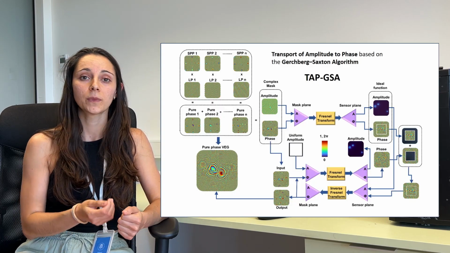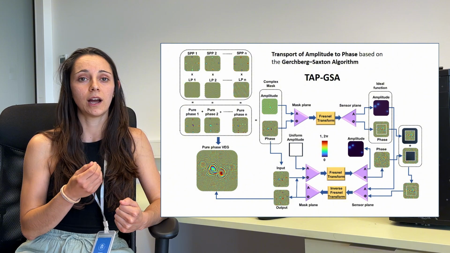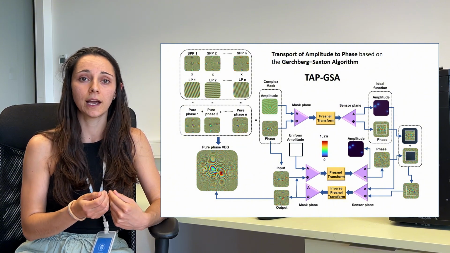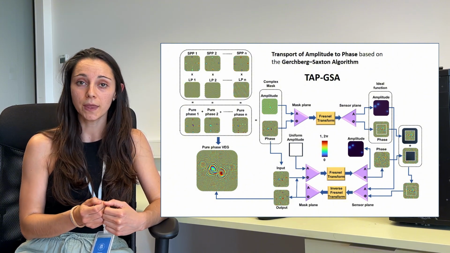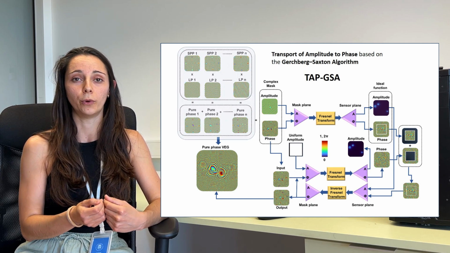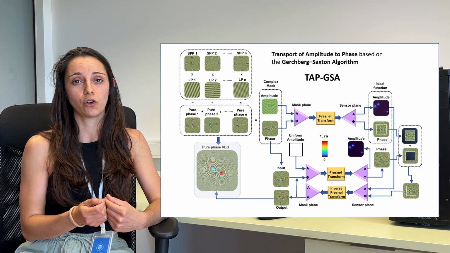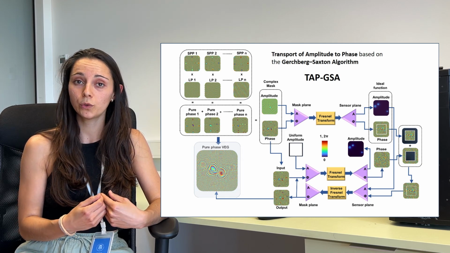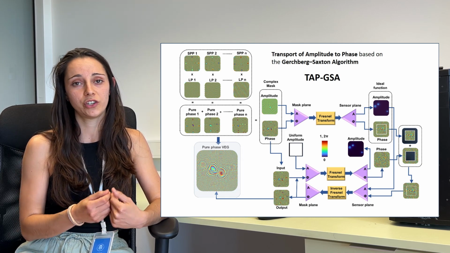To generate vortex speckles, both in the simulations as well as in the experiments, we designed a coded mask using the transport of amplitude to phase based on the Gerchberg-Saxton algorithm, abbreviated as TAP-GSA. This method allows to encode multiple spiral and linear phase components into a single phase-only mask, which we refer to as the vortex ensemble generator. Let's start by explaining the simulation studies.